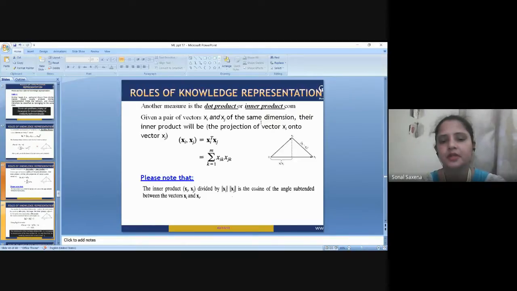Now, another measure here is the dot product or the inner product. Given a pair of vectors xi and xj of the same dimension, their inner product will be the projection of xi onto xj.